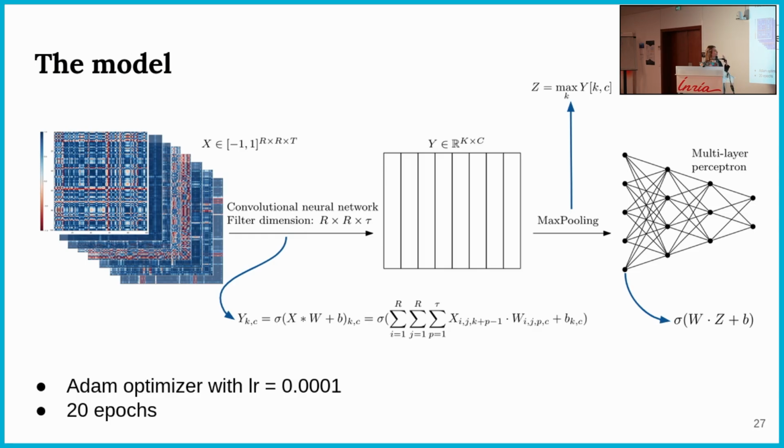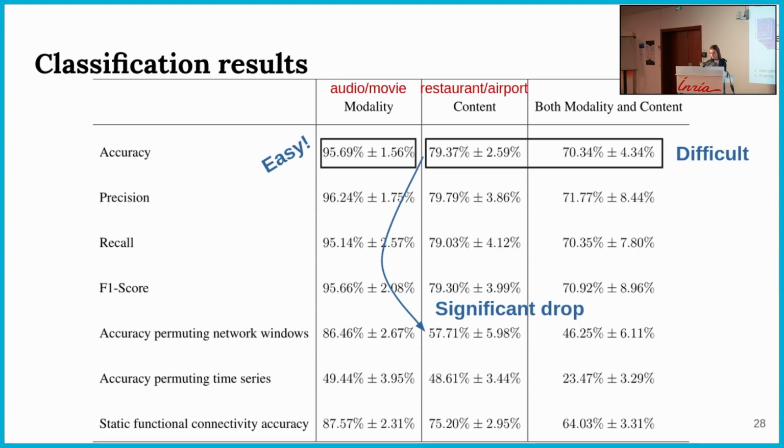With this model, we classify the content, so the airport and restaurant situation, and we classify the modality, so audio or movie. And then we also did the four-class classification, so we were able to say this subject was listening to a narrative that was about an airport situation. We used an Adam optimizer, and we trained the model for 20 epochs. So now, in a moment, the classification results will be shown.